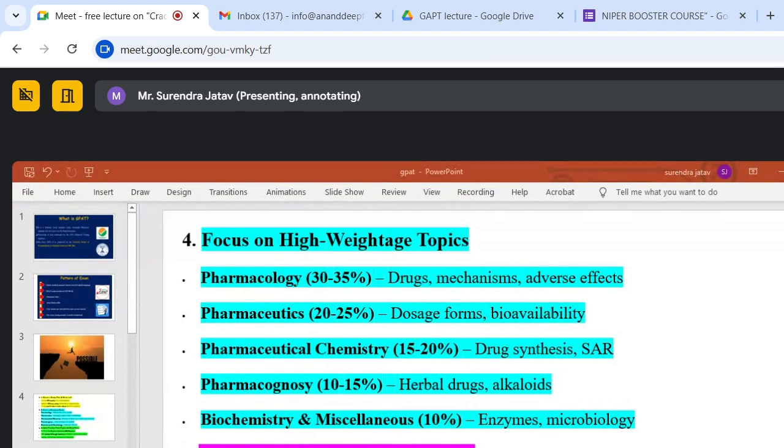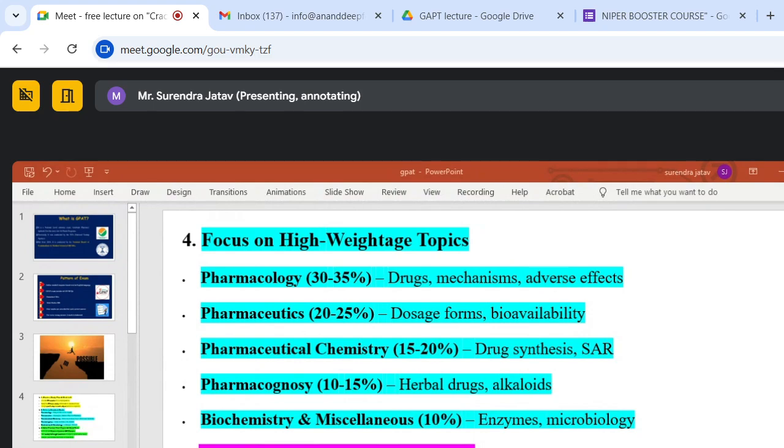Generally, in pharmacology the weightage is 30 to 35%. Pharmaceutics means 20 to 25% of questions come from it. Pharmaceutical chemistry has 15 to 20% of questions, and pharmacognosy 10 to 15%. And what are the question areas? In pharmacology: drugs, mechanism of action, adverse effects, classification. These are some subtopics of pharmacology.